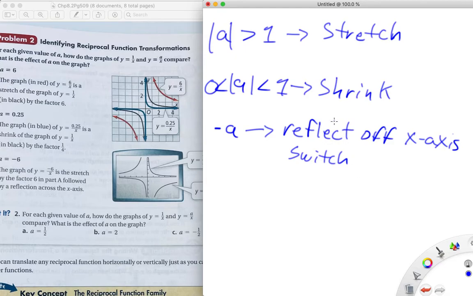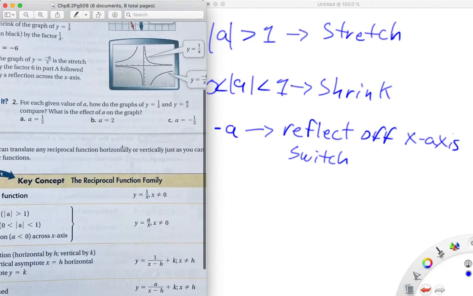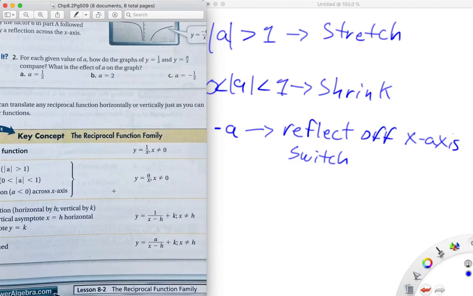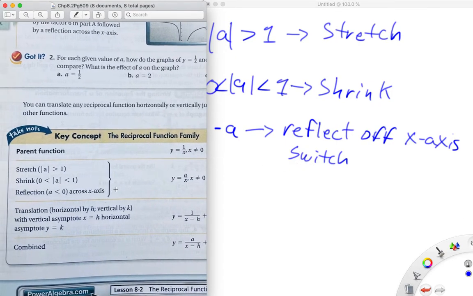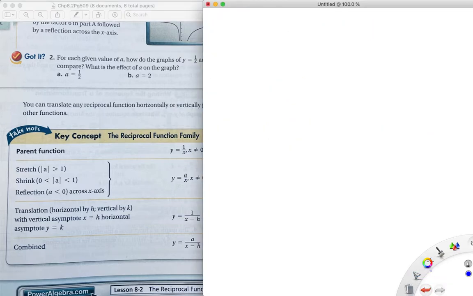Okay. So those are the a's. That's how the transformations happen with the a's. And that's noted here. Yes, that is how you spell reflect. Absolute value of a greater than 1, it's going to stretch. Absolute value of a between 0 and 1 is going to shrink. If a is negative, it's going to reflect off the x-axis. So that's shrinking and compressing.